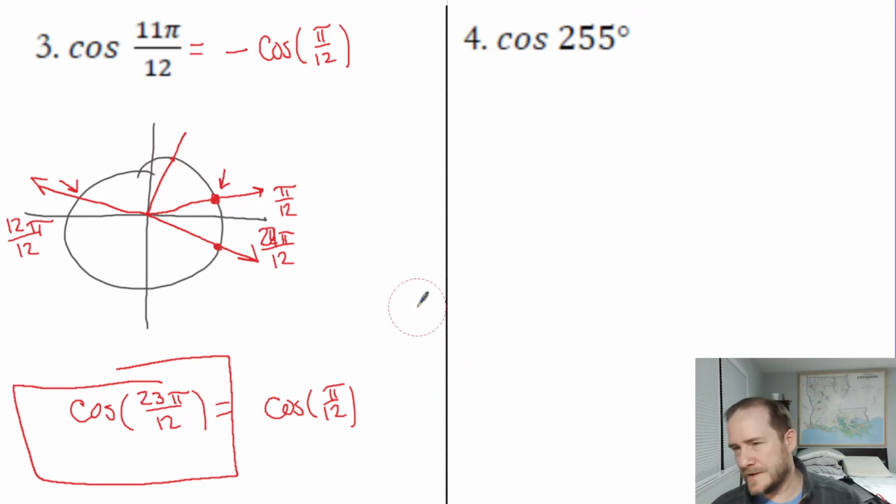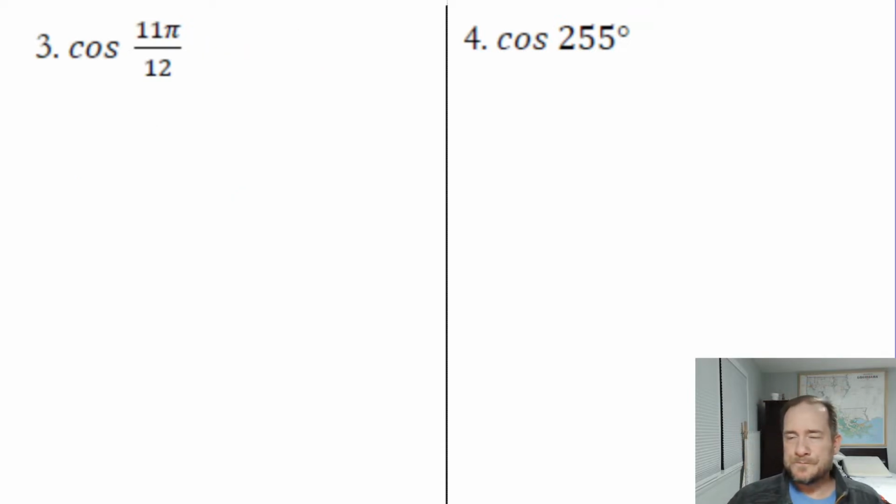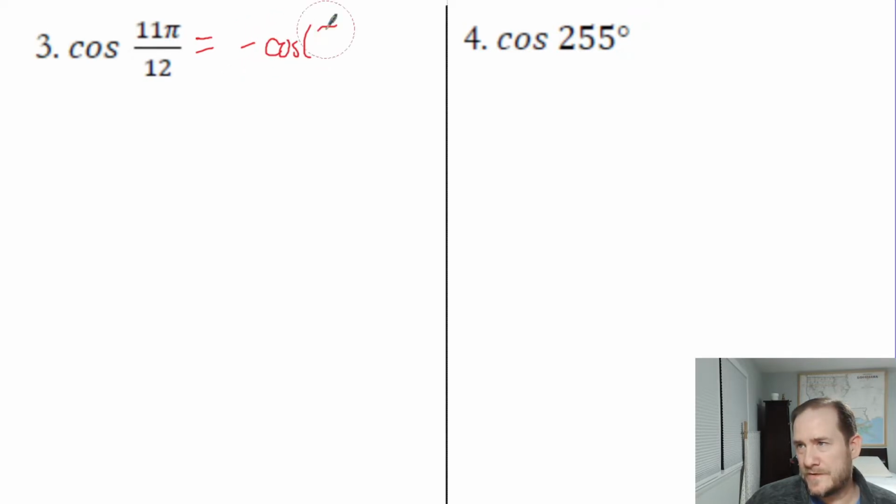Anyway, I think I'm flapping my lips too much, so I'm going to just do another problem. But hopefully if you guys weren't understanding this, you're understanding it better. So it's at least interesting to know that we could do this problem as the opposite of the cosine of pi over 12. But I'm not gonna. Let's just attack it more directly.